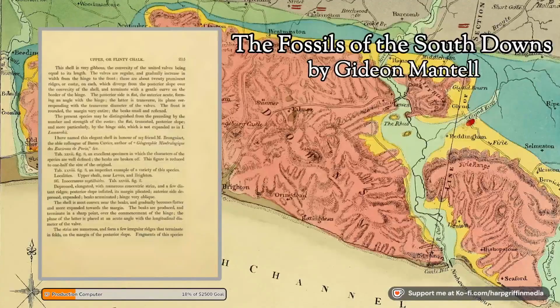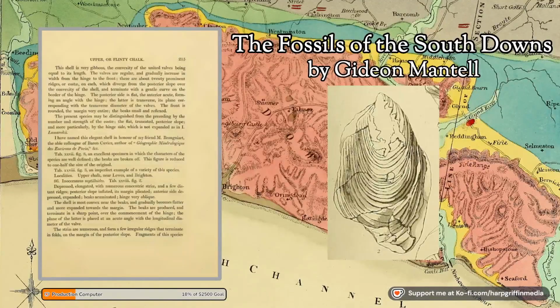Localities: Upper Chalk, near Lewes and Brighton. 86. Inoceramus mytiloides. Tablet 28, Figure 2. Depressed, elongated, with numerous concentric striae, and a few distant ridges, posterior slope inflated, its margin plicated, anterior side depressed, expanded, beaks acuminated, hinge very oblique.